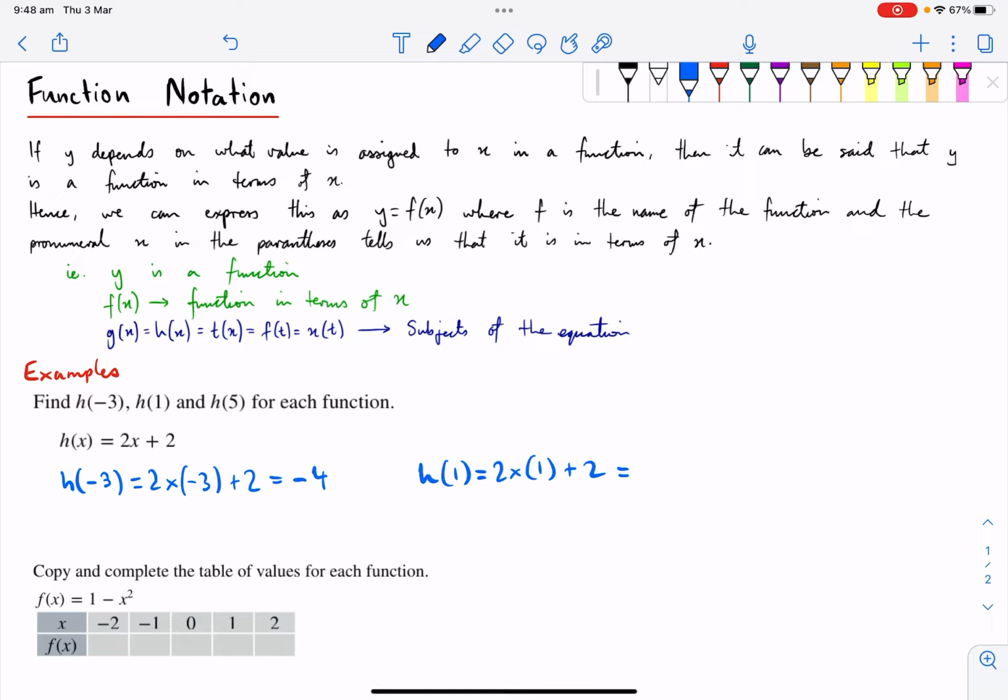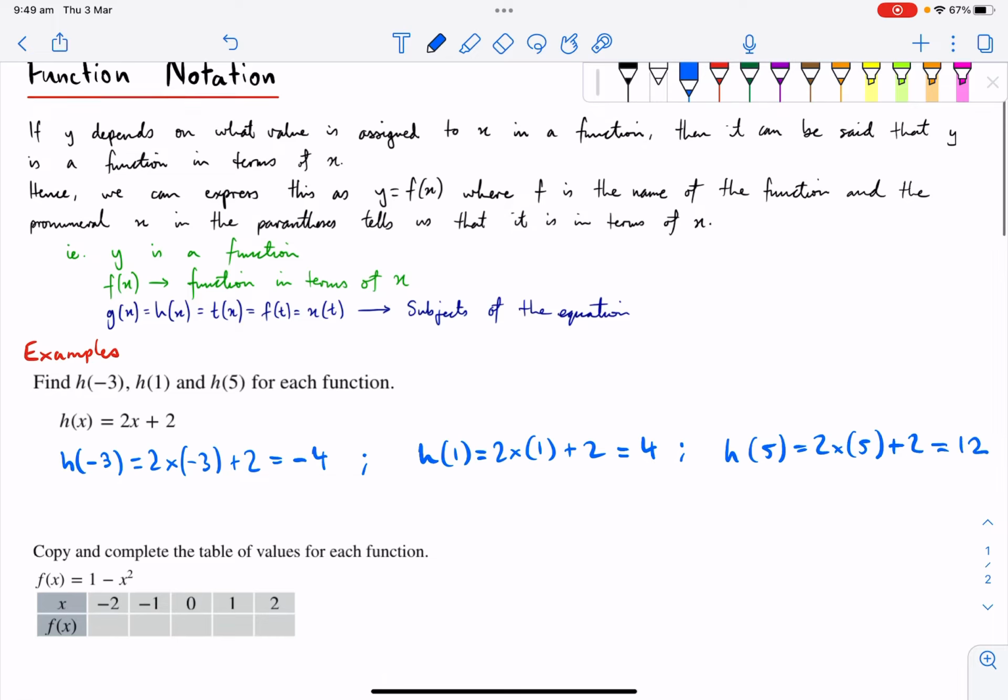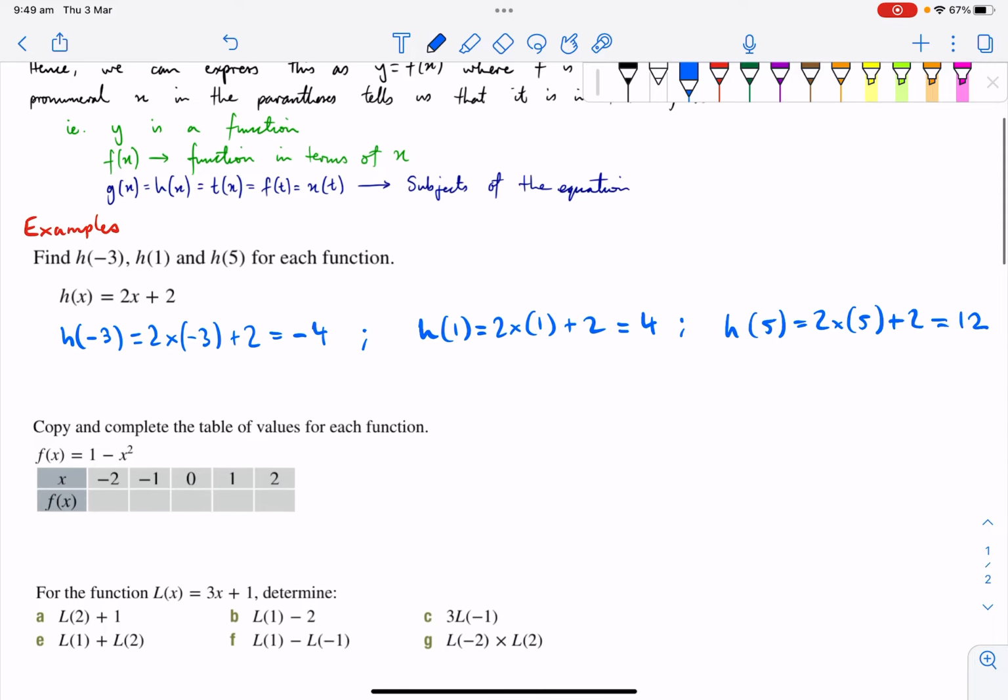So this one here, we get 2 plus 2, which is 4. And then finally, we have h(5). So we're going to replace the x's with a 5 this time. We're going to put them right where the x's are. So we have h(5) equals 2 times 5 plus 2. Remember, this part would have been the x. And then simplifying this, we get 12. And that's that. So nice and easy. Shouldn't have any issues with that. Let's move on to the next example.